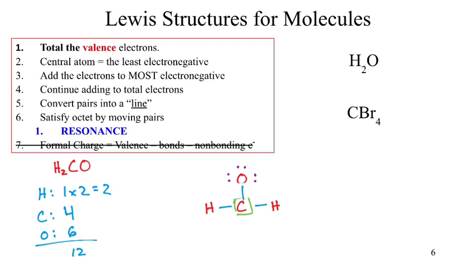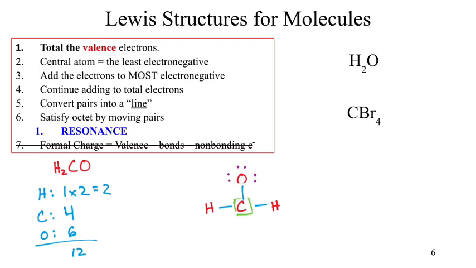What's the next step? Satisfy octets. To satisfy octets, we have to check octets. How many electrons around the hydrogen? 2. How many is it supposed to have? 2. So hydrogen's fine. How many electrons around the oxygen? 8. 2, 4, 6. Line is 2 electrons. 8 electrons around the oxygen. Satisfied. Hydrogen, 2. Carbon, 6. Missing its octet.